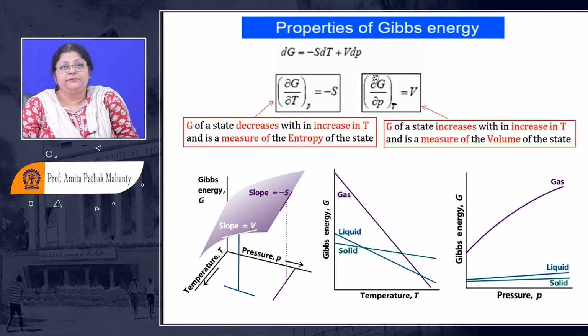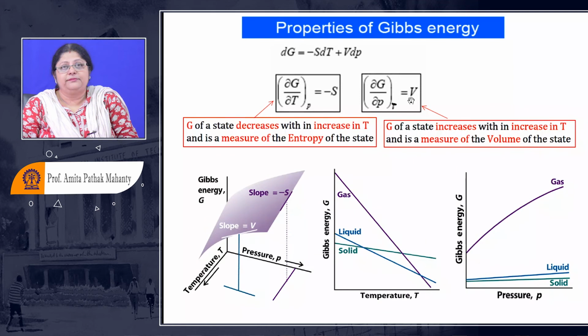Now similarly, what is ∂G/∂P at constant temperature? I said it's a measure of the volume. Usually we say it is molar volume, and if I say molar volume, then I have to say not G but chemical potential, because ∂G/∂n, the G per mole, is actually defined as the chemical potential.